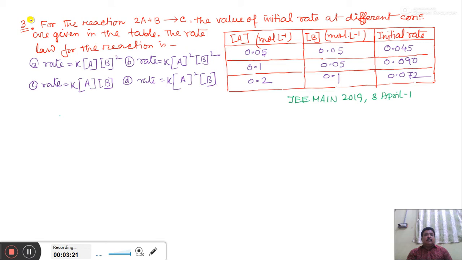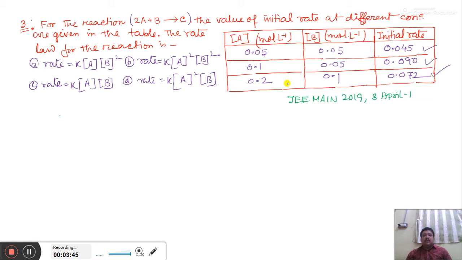My next question came in the JEE Main exam 2019. Here a reaction 2A plus B giving C is given. Here the initial rates at defined concentrations are given in a table. Here also we calculate the rate law for the reaction. The concentrations of A and B in the defined experiments are given and the defined initial rates are also given.